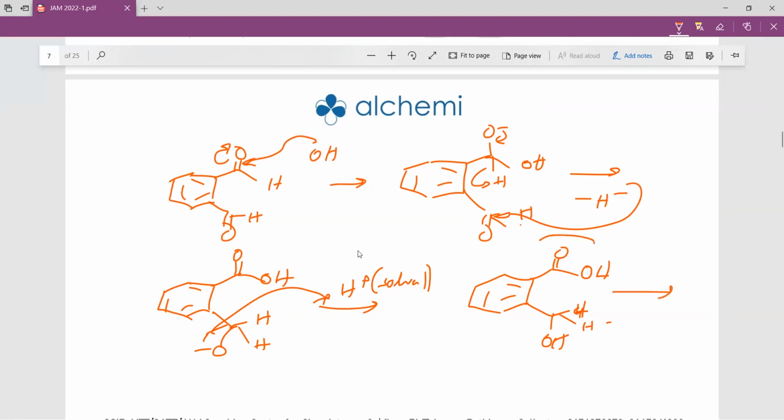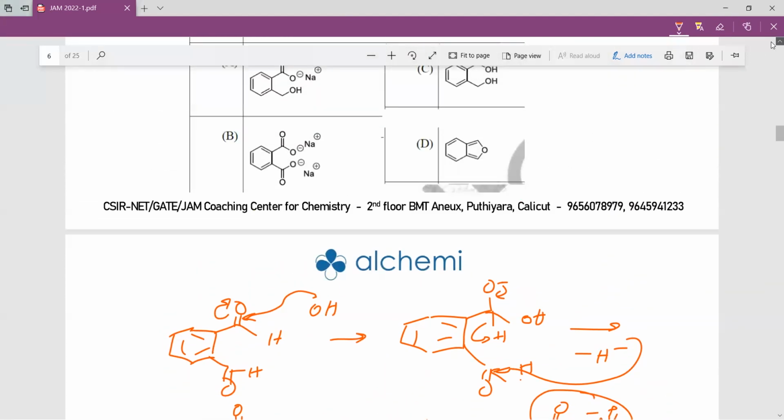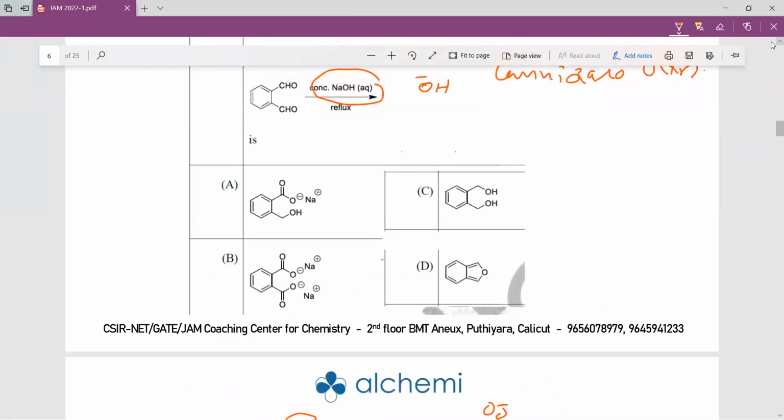But you can say this is an acid and this is in the acidic medium, so this proton will be replaced by sodium, so the final product will be like this. Okay, so the answer will be, if you look at the options, option A. This will be the correct answer.